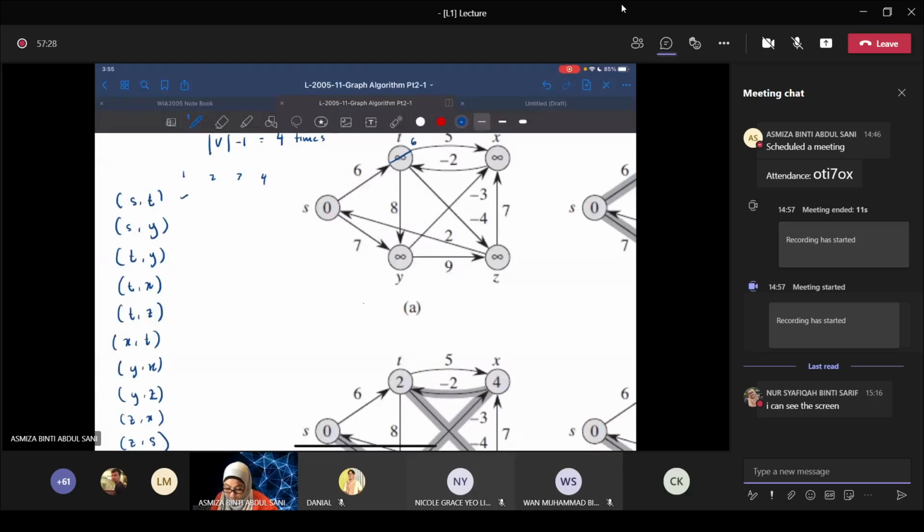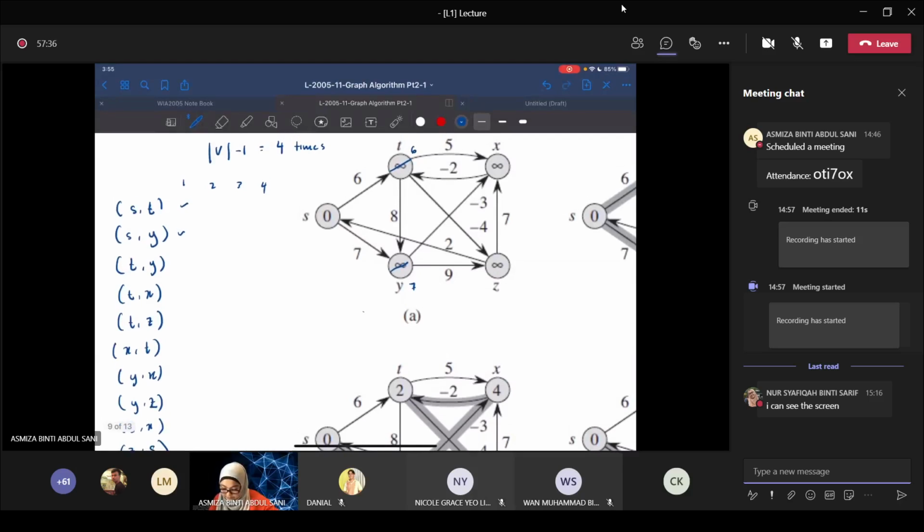And then we look at SY. So SY, we can relax this into 7. And then we look at TY. So 6 plus 8 is 14. So at the moment, Y is 7, so we're not going to update anything.